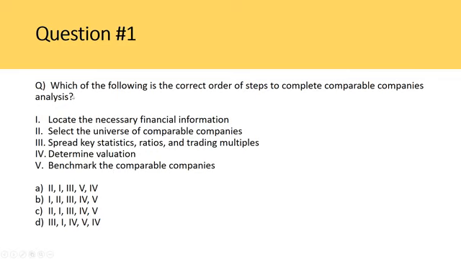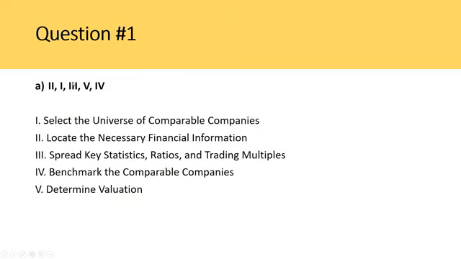So really looking at this, the proper order would be 2, select the universe. 1, locate the necessary information. 3, spread the key statistics and ratios. 5, benchmark the comparable companies, and then 4, determine the valuation. So in that order, 2, 1, 3, 5, 4 is letter A. So A would be the correct answer in this question.